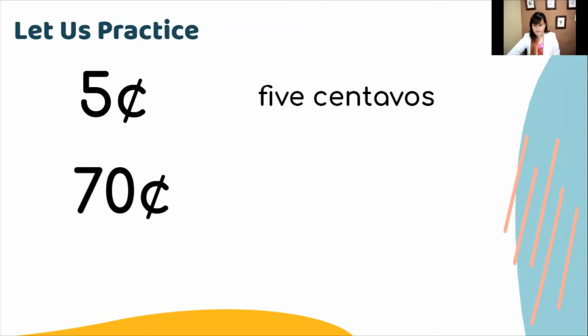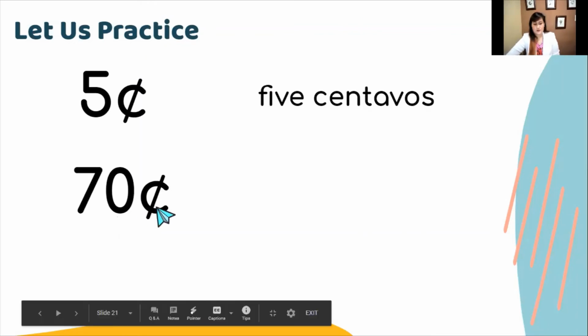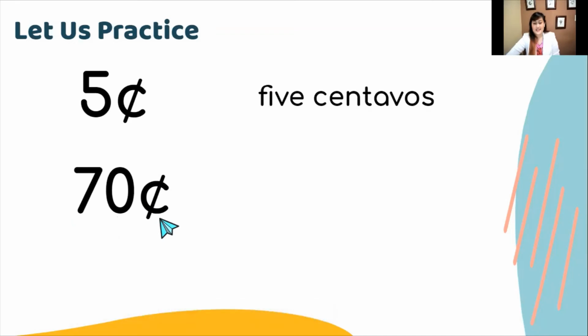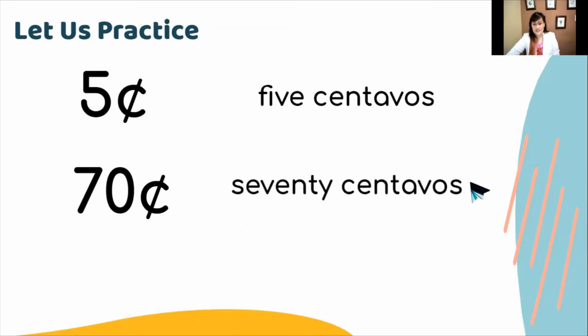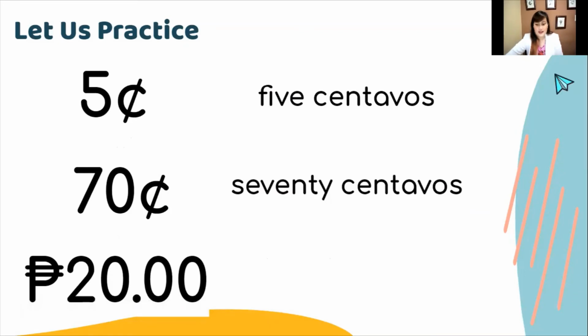How about this one? What is the amount of this money? 70 centavos. Correct. This is the symbol for 70 centavos. And this is how we spell it, 70 centavos. The next one we have is, yes, you are correct. This is the 20 pesos. And even though we already have a decimal point and two numbers, because it's both zero, it amounts to nothing. So we only read the symbol as 20 pesos. And this is how we spell it, 20 pesos.